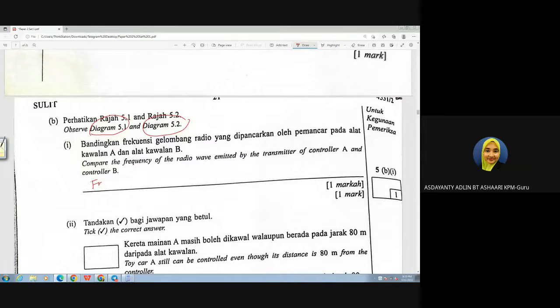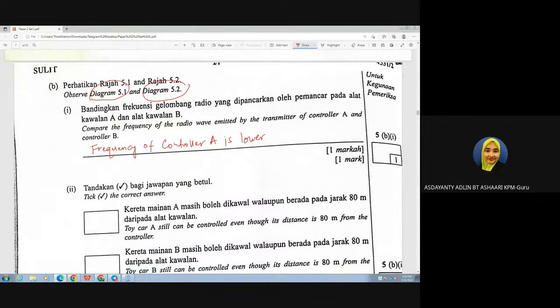Frequency of controller A is lower. Okay? Up to here it's easy, and B. Okay, so take the right answer.